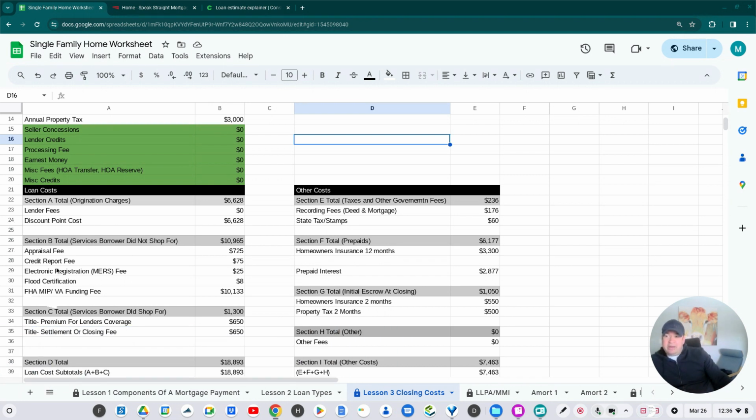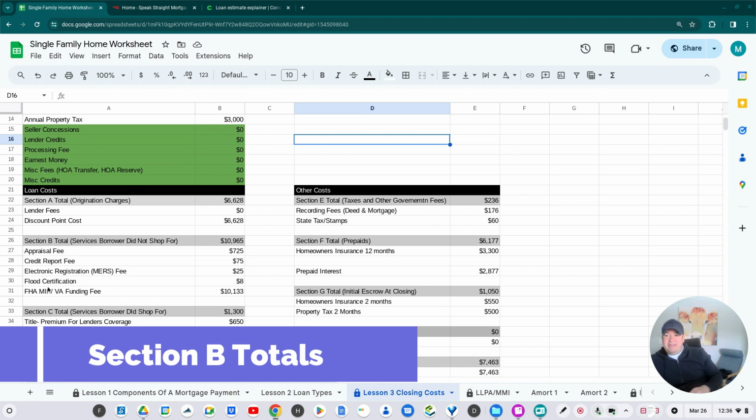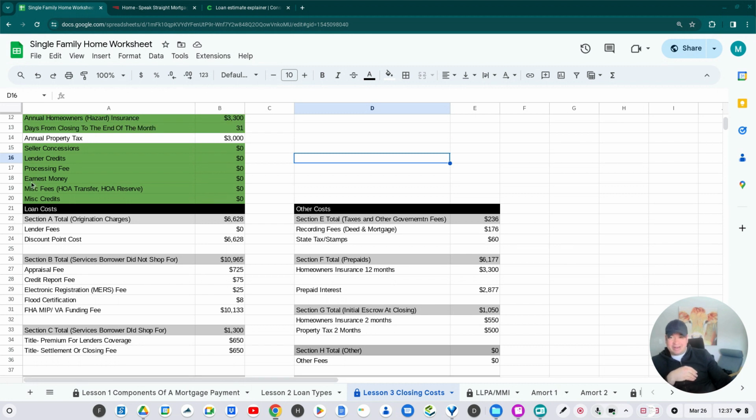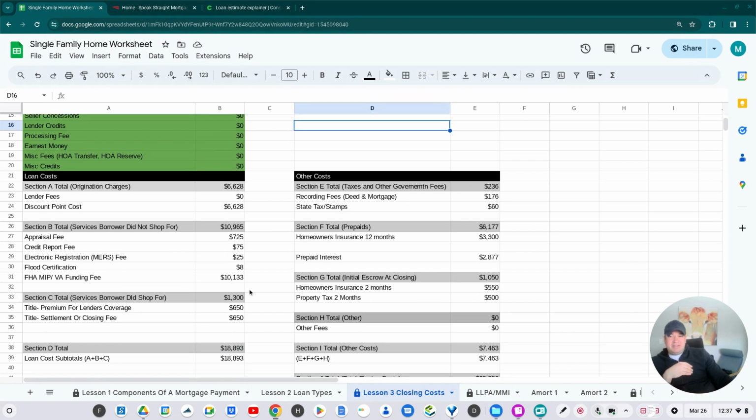Section B, this is third-party fees. A lender cannot increase third-party fees. In other words, one lender can't say, I'm getting the appraisal for $500, but I'm going to charge the customer $700. You can't do that. You get charged exactly what they are. So when comparing, if your purpose is comparing lenders, Section B is going to be very close.